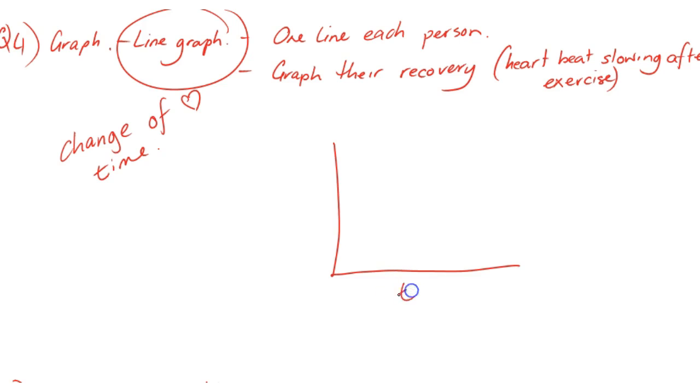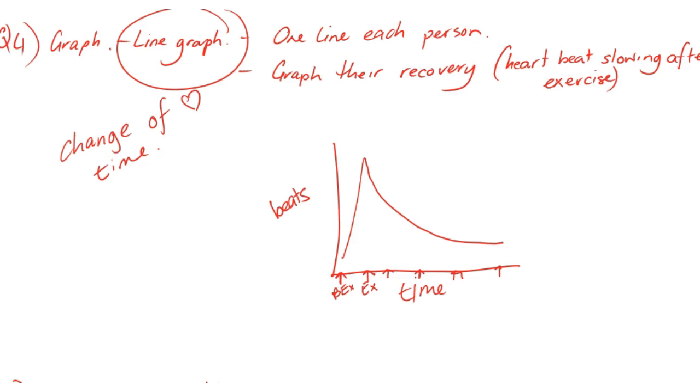So on the bottom here we're going to have time because we're doing beats per minute, and on the side here we're going to have beats, and each person is going to be measuring what their heart rate was, say before exercise, and then straight after exercise, and then every time interval after that you're going to be checking how long it took your heart rate to go down using a line.